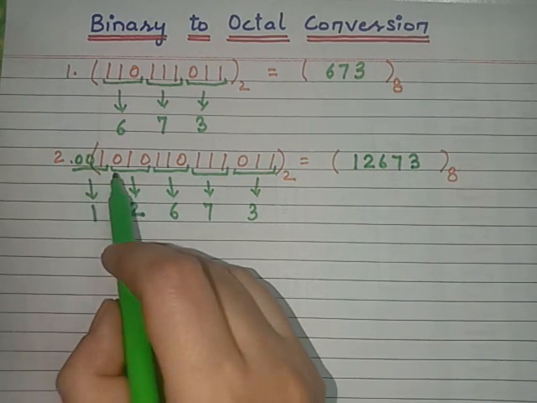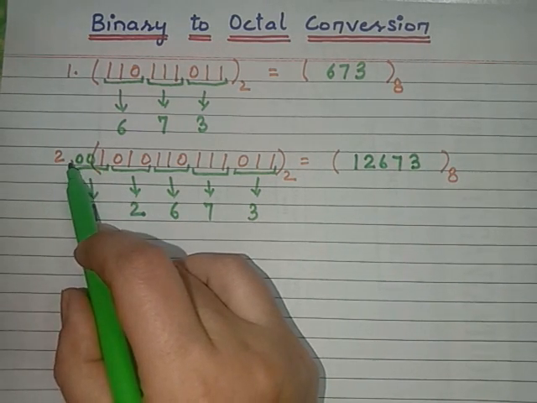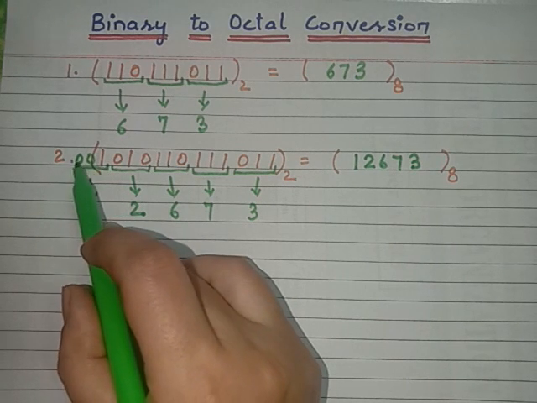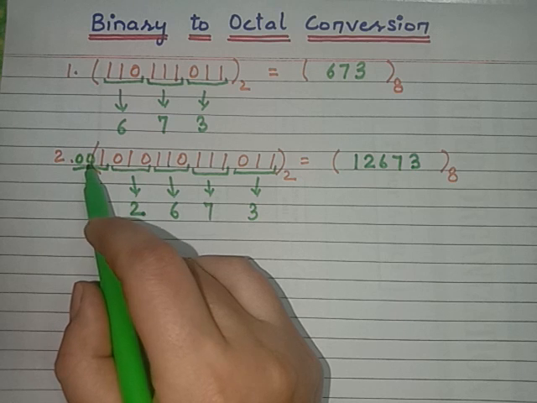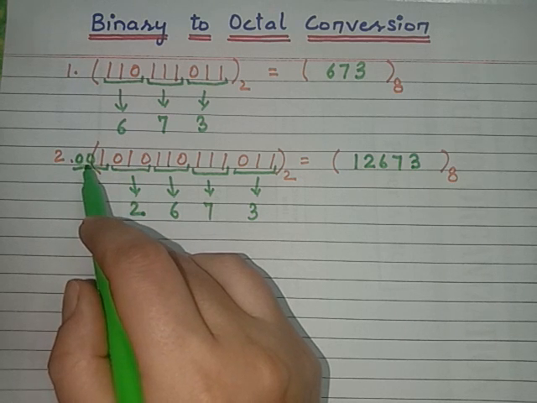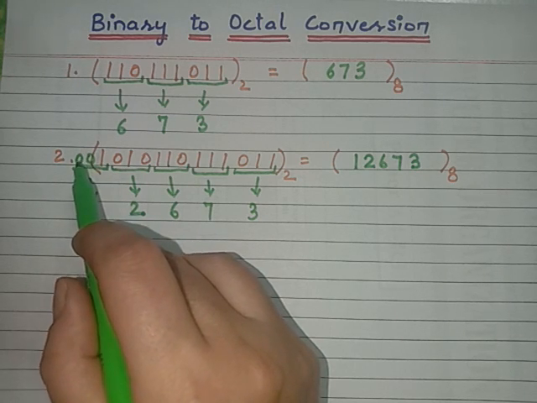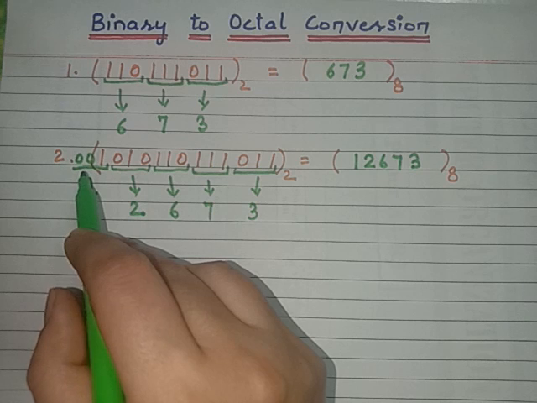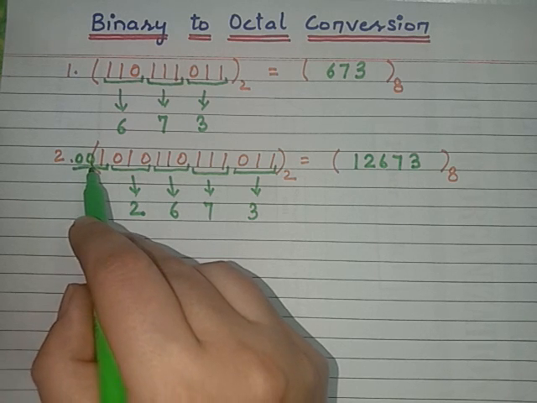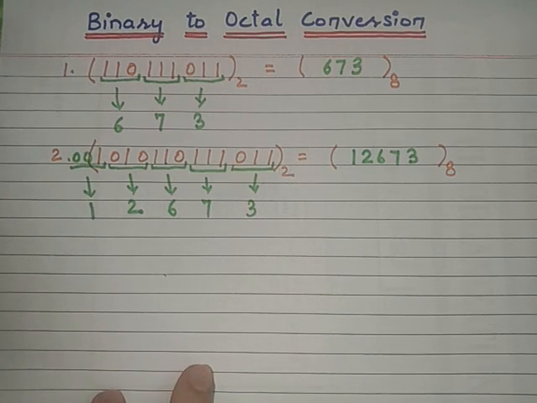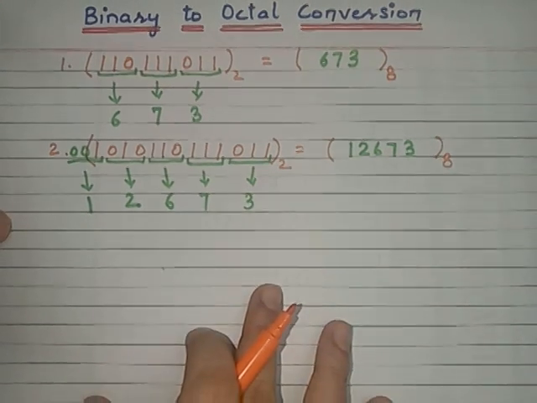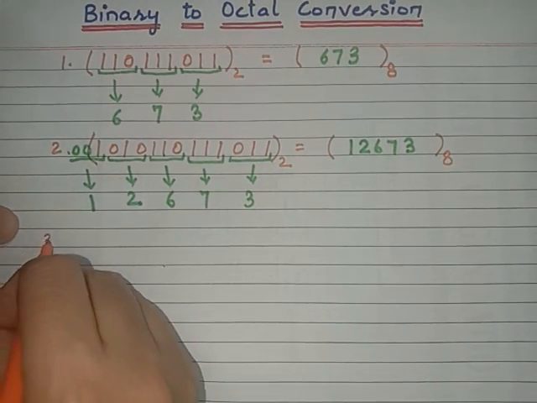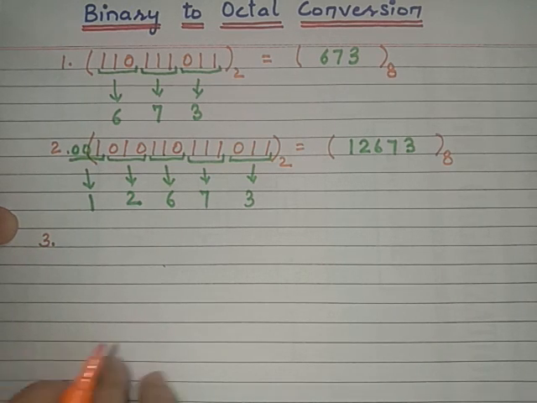If you are not able to make a group of 3 digits at the end, you can include or write zeros, because you know that adding zeros on the very left side of a number makes no difference in the magnitude of the number, right? So after that, I'm just going to have a third example.